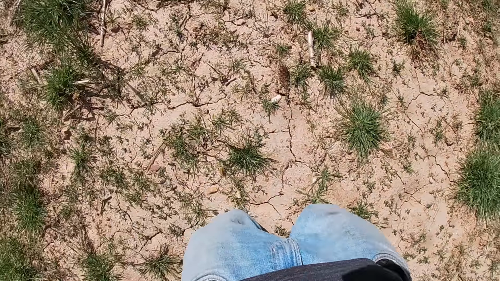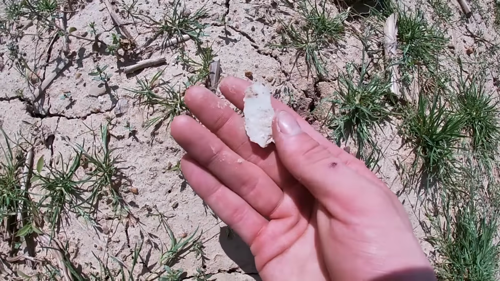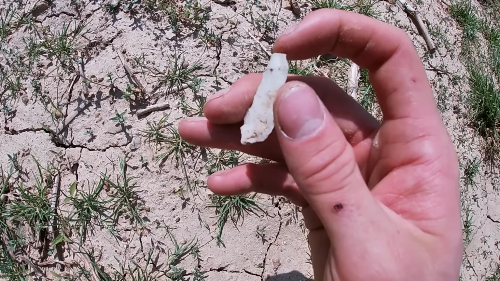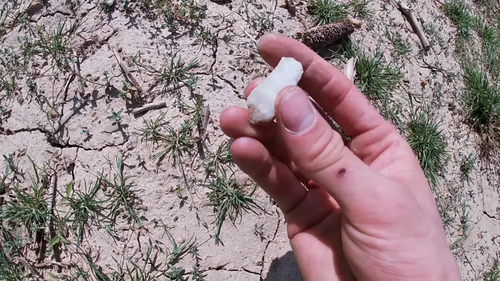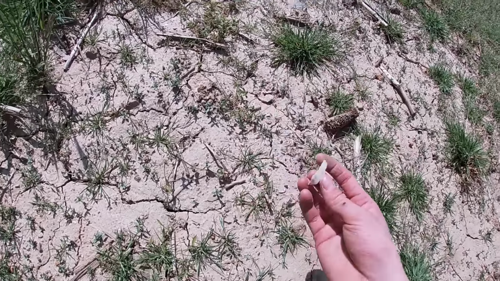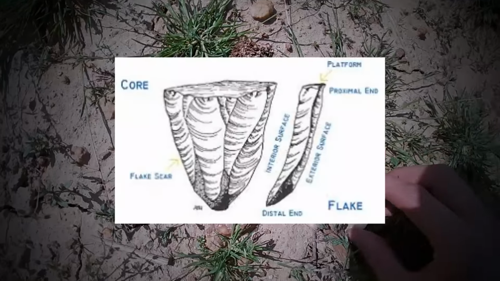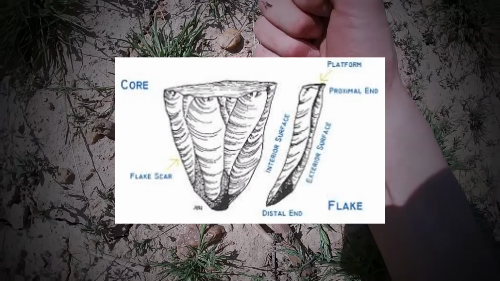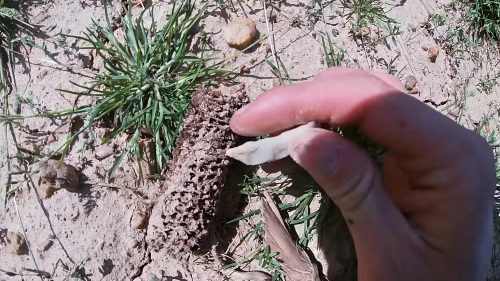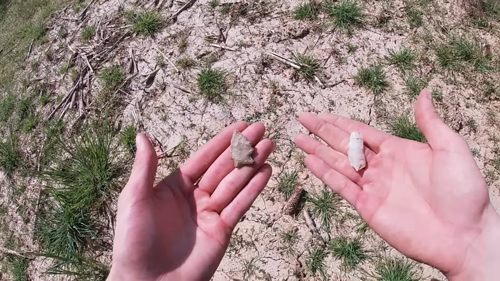Right here, we got a prime example of a flake. Now you see how there's a bulb up here where this is struck off. The impact happened right here. This is a percussion flake. And it's very, very sharp on the sides, almost razor sharp. And it's very thin. So pretend that this corn cob is what we call a core, where the flakes come off of. Hammer comes down, hits it, and that flake will peel off like that. Flake and a point. That's a good sign, ladies and gents.